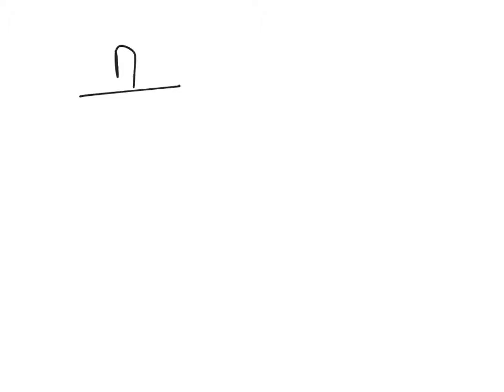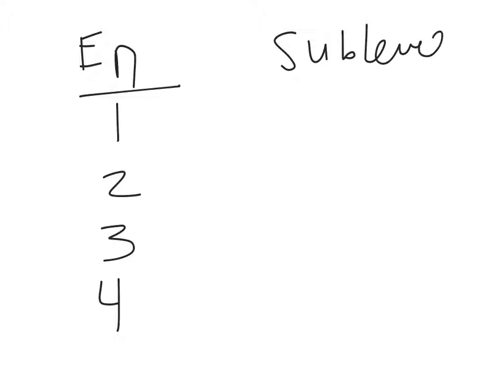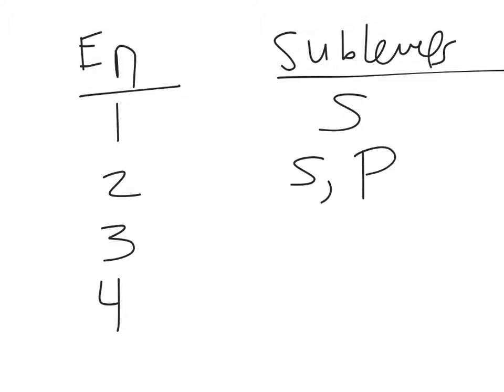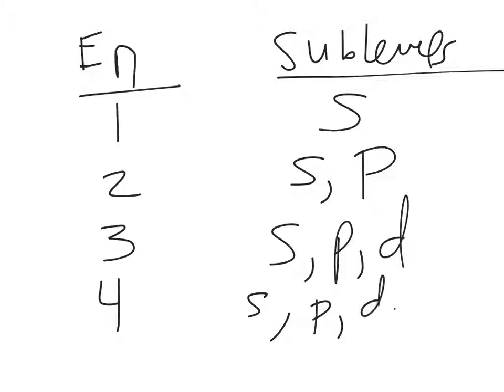And we're only going to go for primary energy levels N, where N is 1, 2, 3, and 4. So the corresponding sublevels for that: if you're in energy level 1, there's only one type of sublevel, and that's an S. In energy level 2, there's two. There's an S and there's a P. 3 has an S, a P, and a D. And 4 has S, P, D, and F.